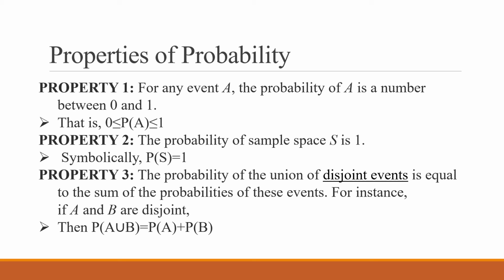Then lastly, let me look at the properties of probability. Now, we know very well that the probability of an event A is a number that ranges between 0 and 1. In other words, 0 for absolute impossibility, and 1 for absolute certainty. If you're so sure something is going to happen, then the probability is 1. If you are very sure it's not going to happen, then the probability is 0. But then probability may range between 0 and 1.